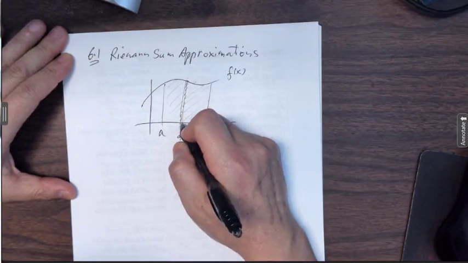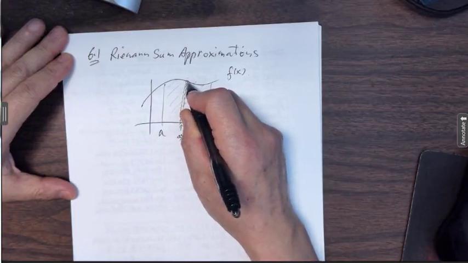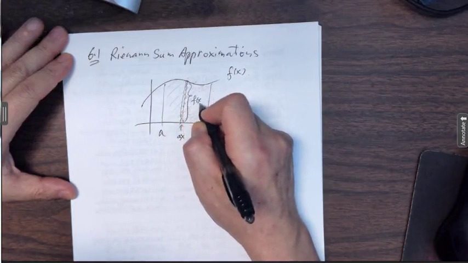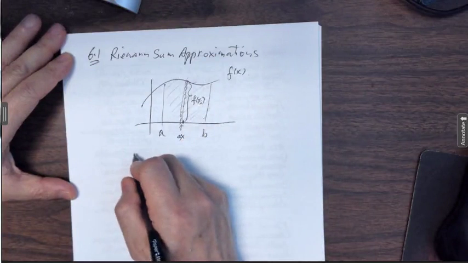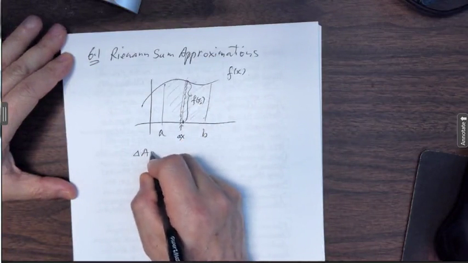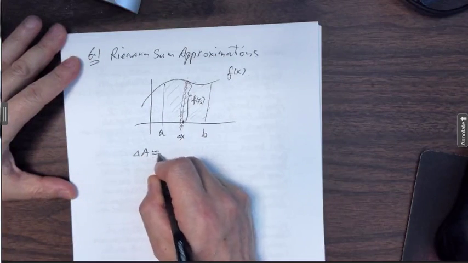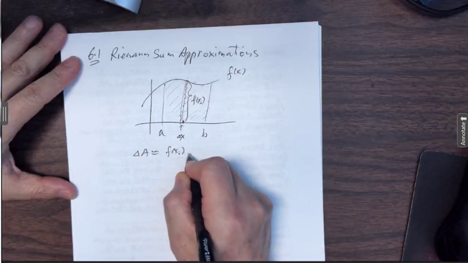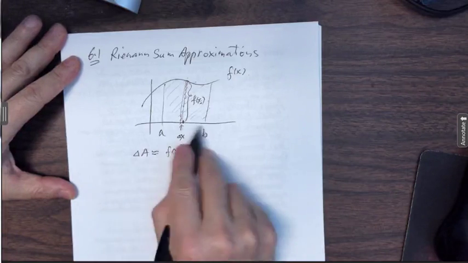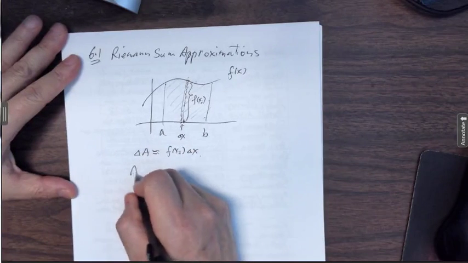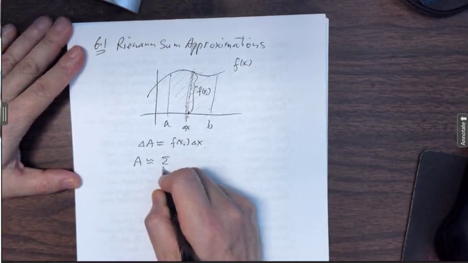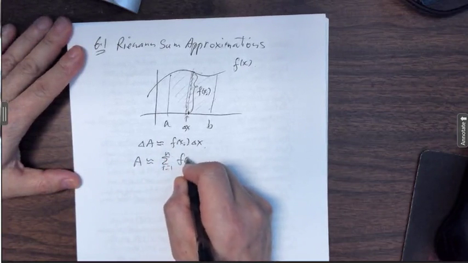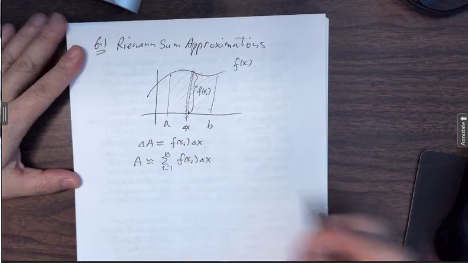The height is the function value at, for example, the right end. So the area of this strip is approximately the height times width. Now, since there are n strips like this, the total area is approximately the sum of these n products.